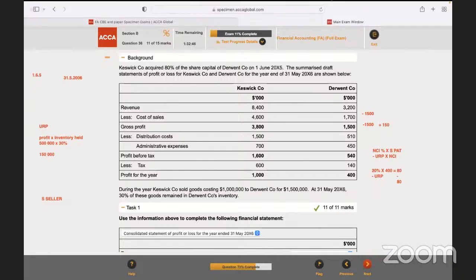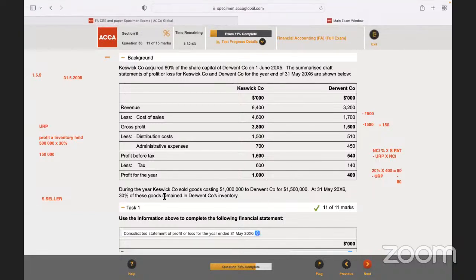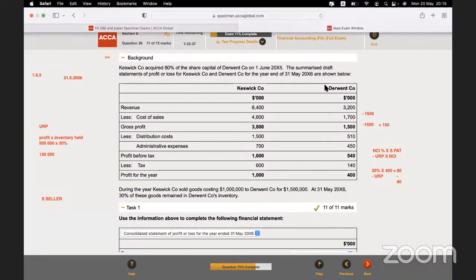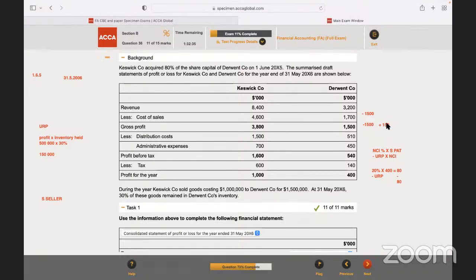But if the subsidiary had sold, in our question, if Derwent had sold to Keswick, I would take the URP and apply a percentage, because now we are doing NCI, so we can't take the entire thing. We should only take the NCI percentage, and I would subtract it. But in our case it was not that way, so I just took 80 over there.